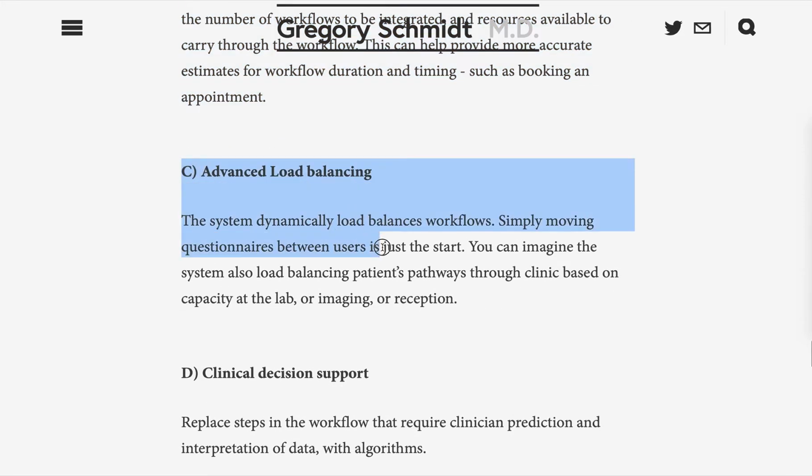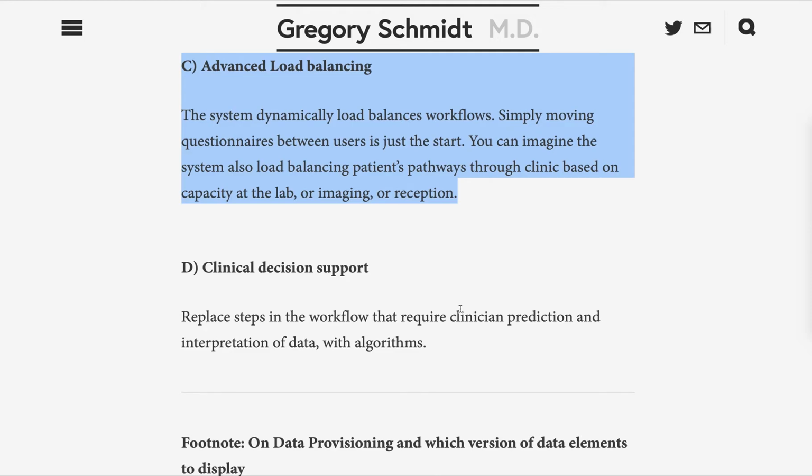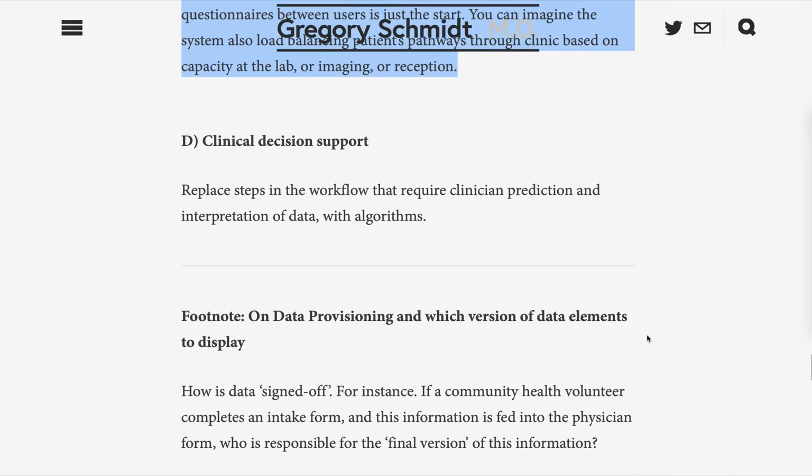And then similarly, thinking about advanced load balancing, we talked about load balancing of moving questions in a clinic questionnaire from one user to another. But imagine if, again, the system's integrated properly, as some places have tried to do, that you load balance steps such as the lab or imaging or reception, so that the workflow is not just a patient inside a clinic having a questionnaire administered, but the workflow is a patient going through the emergency department, and we route them to the lab or to the reception or to the imaging based off of relative wait lists. And of course, you can imagine adding far more levels of advanced clinical decision support that ultimately would replace steps within the workflow with an algorithm, and therefore speed that up and increase the efficiency of it.